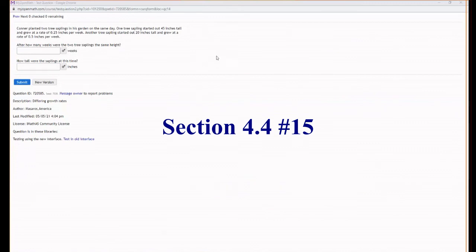Okay. 4.4, this is question 15, the last question. Connor planted 2 tree saplings in his garden on the same day. One sapling started out 45 inches tall and grew at a rate of 0.25 inches per week. Another tree sapling started out 20 inches tall and grew at a rate of 0.5 inches per week. Okay, so what I want to do now that I've read through this is go through and organize the information that I got.